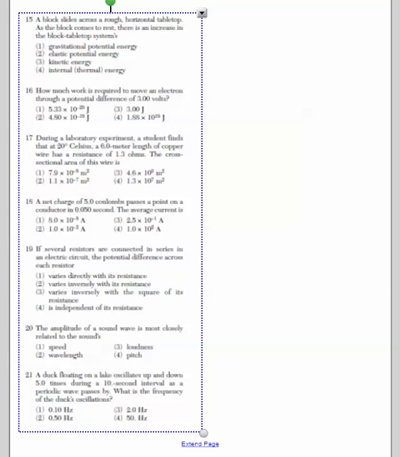The next one is a block sliding across a horizontal tabletop. It comes to rest. The fact that it's horizontal is really important because that means it's not gaining any gravitational potential energy. And it's certainly not gaining any kinetic because it's slowing down, and there's nothing to do with a spring, so there's no elastic potential energy. So the only thing that it could be increasing is internal. You can think about it as the block slides across and slows down, it gets slightly warmer.